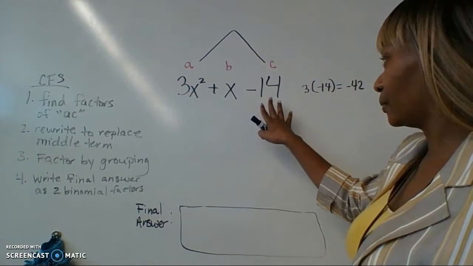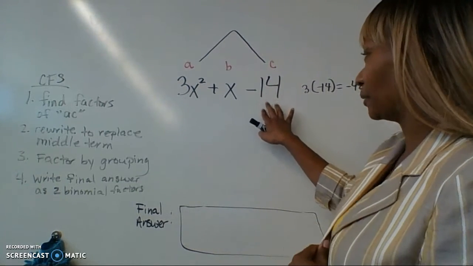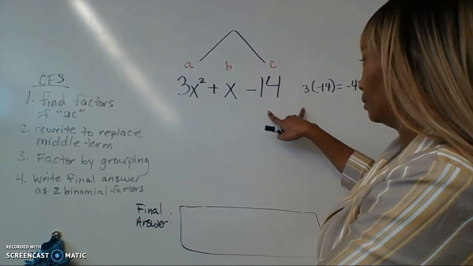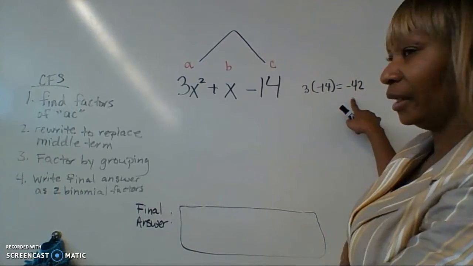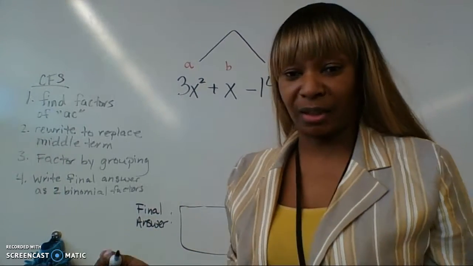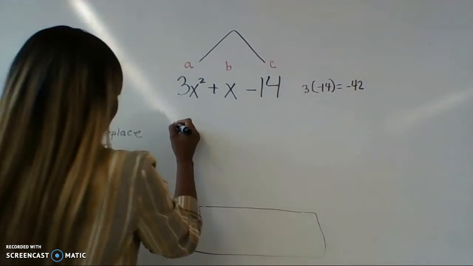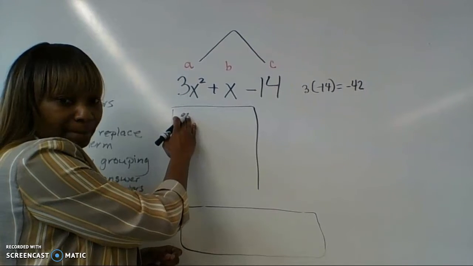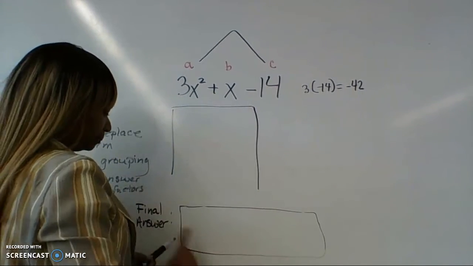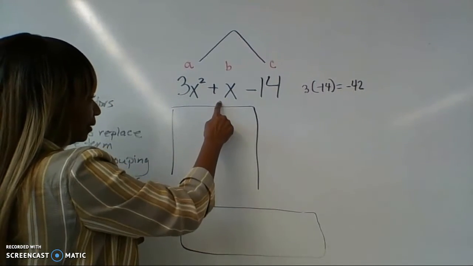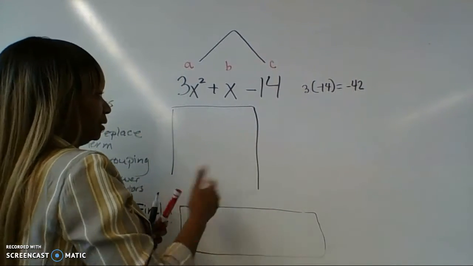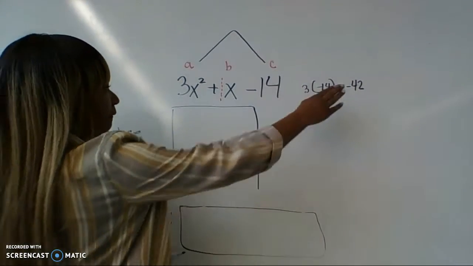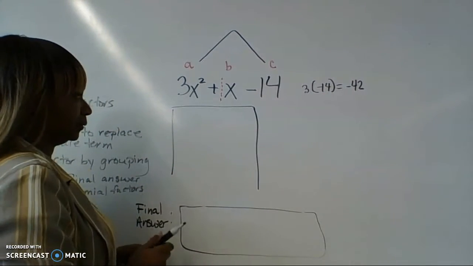So just like I did last week with looking for factors of my last term, this time I'm going to look for factors of my A times C. So I'm now looking for factors of negative 42. We're going to use that same strategy of creating a table, where you find factors of negative 42 that add up to the middle term. Notice that my middle term has no number, but we do know that there's an understood 1 here when the variable is by itself.